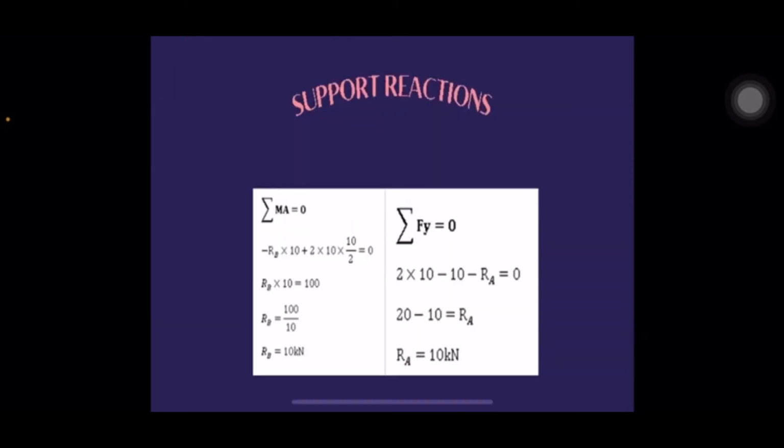This is the support reaction. To get the value of RB, sum of MA equals 0, where here is the calculation, and we get RB equal to 10 kN. For RA, sum of Fy equals 0, and here is the calculation that I have to do. Then we get RA equal to 10 kN.